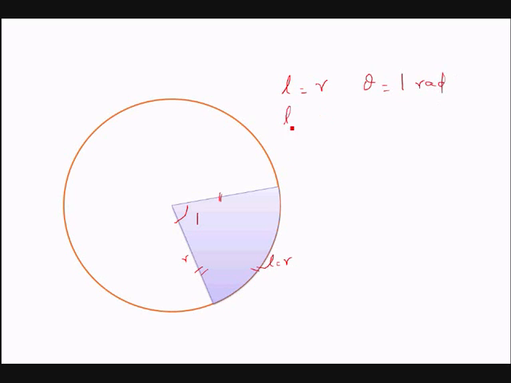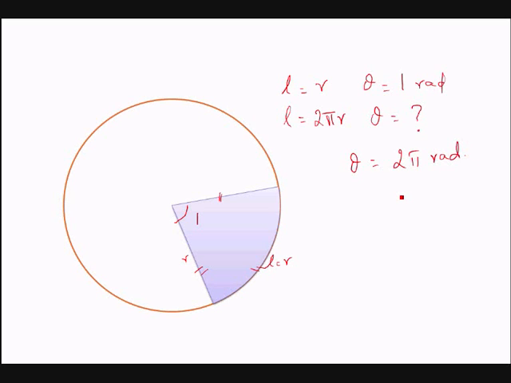What happens if the length of the arc is 2 pi r? Why I am taking 2 pi r is that I am considering the circumference of the circle. What happens when the length of the arc is extended around the circle? Then what is my angle? If you cross multiply and find it, then our angle will be 2 pi radians.